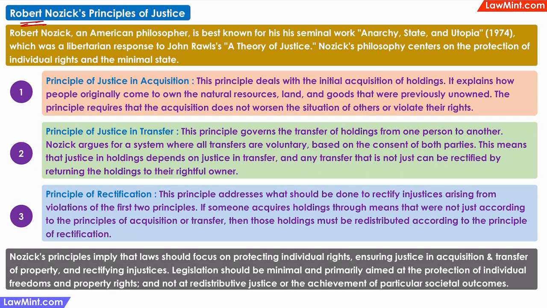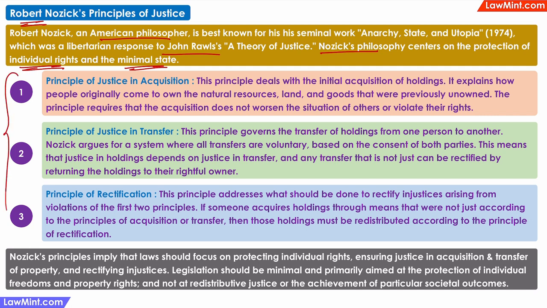Robert Nozick was another American philosopher who also proposed a theory of justice, which was in response to and in some ways opposed to John Rawls' theory. While John Rawls' theory focused on how social and economic inequalities in the society could be addressed by redistributing some of those advantages or redistributing some of the wealth through legislation, Robert Nozick gave more importance to individual rights and minimal government interference. Robert Nozick's theory also has three underlying principles.